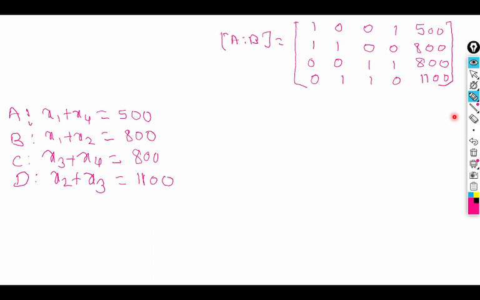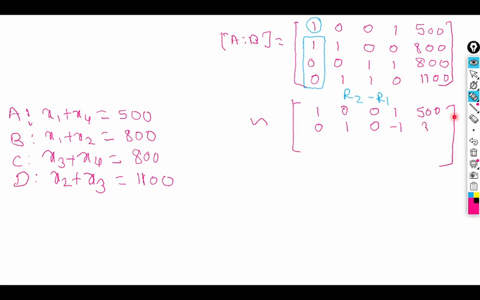Where to focus? Obviously the first column. With the help of A11 we want zeros in the first column below the diagonal. So a very simple transformation, R2 minus R1. By R2 minus R1, the matrix becomes equivalent to 1 0 0 1 500 as it is. The next row, R2 minus R1, gives 0 1 0 minus 1 300, and the remaining rows stay as they are: 0 0 1 1 800, 0 1 1 0 1100.